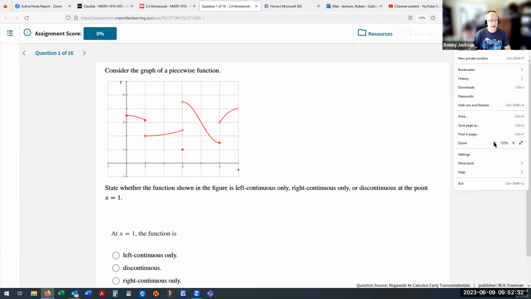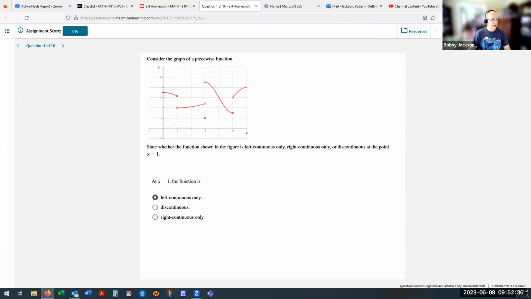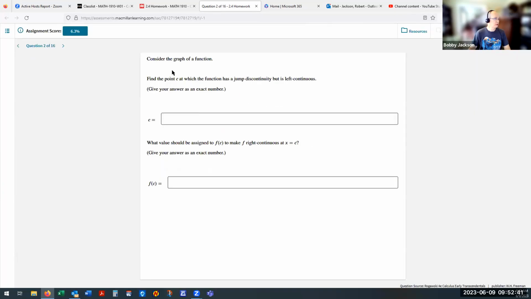Let me zoom back out and we'll do left continuous only. We'll check our answer, and we'll go to the next question. Oh, and here it is. It's not showing the graph. Let's see. I might have to close out.